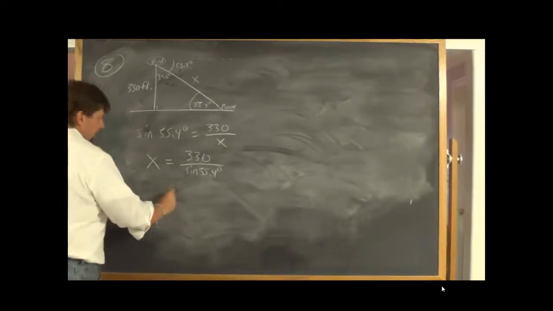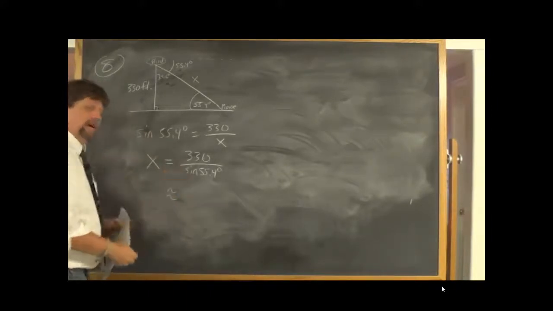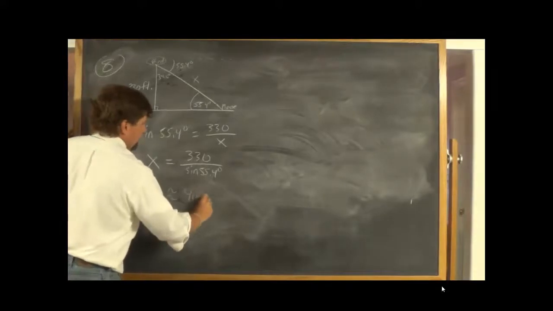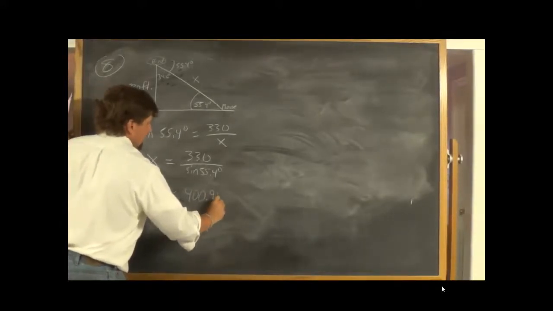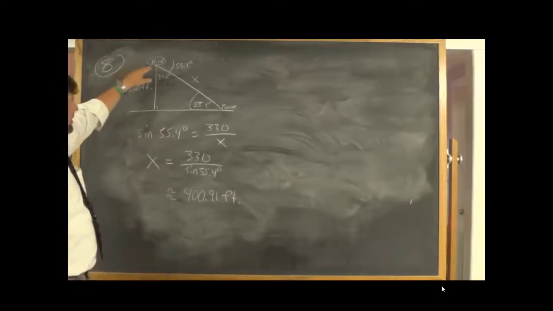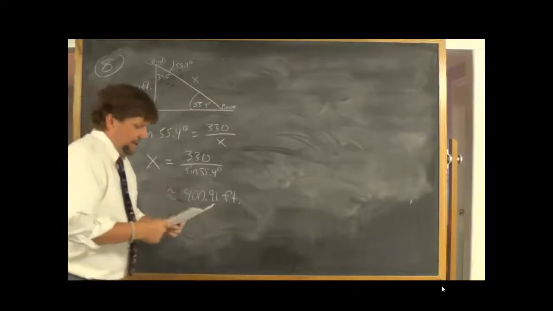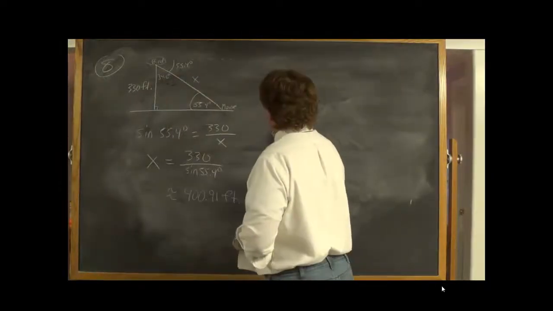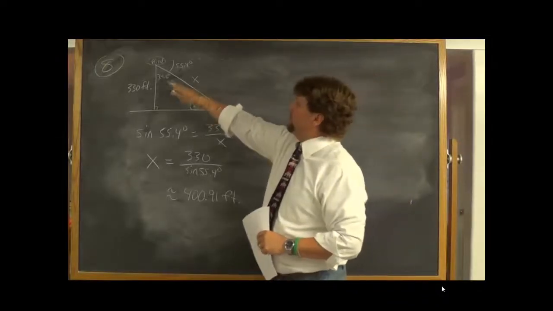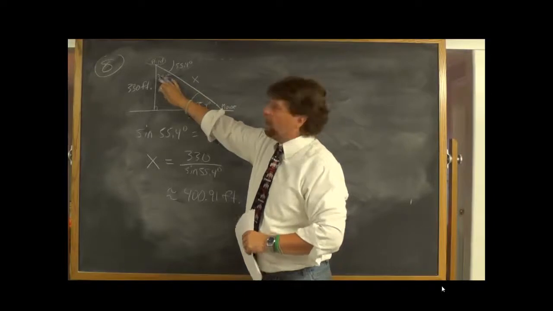And now if I use my calculator, I get an approximate value, 330 divided by sine of 55.4 degrees, of 400.91 feet. So the bird is about 400.91 feet away from the mouse. If you didn't want to use this angle 55.4, you wanted to use the angle 34.6, you could have done it that way as well.